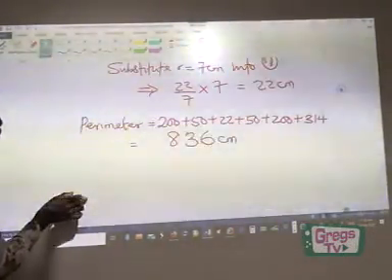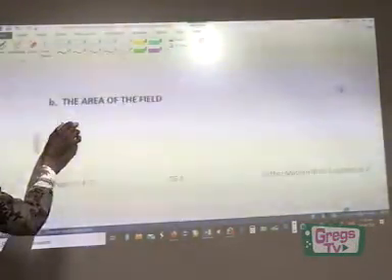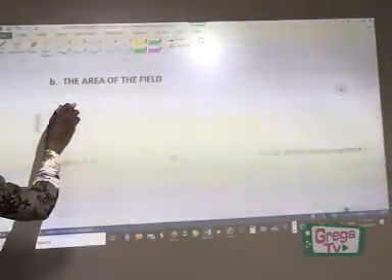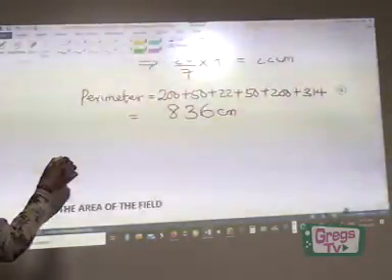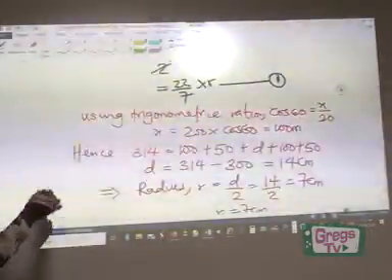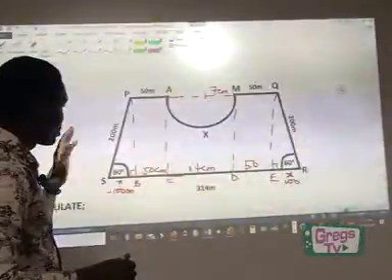So thank you. So now let's move on. The second question is the area of the field. The area of the field, and if you go through that question again, you will see how to calculate the area of this field is very simple.